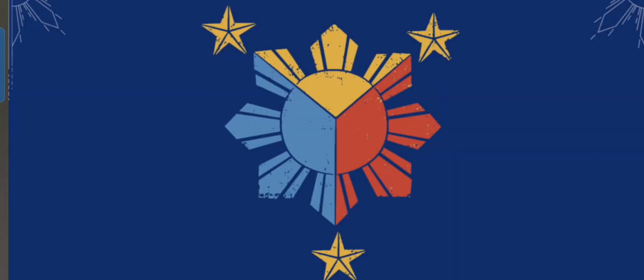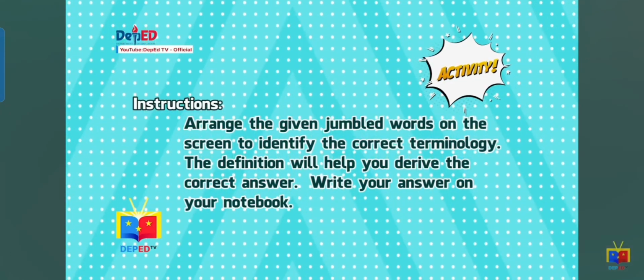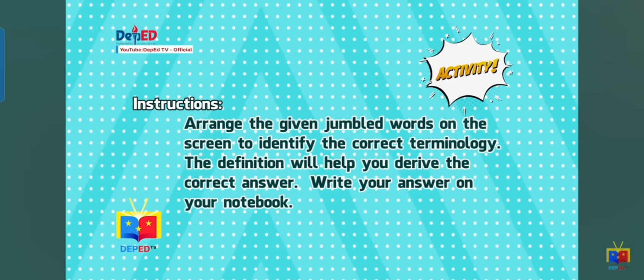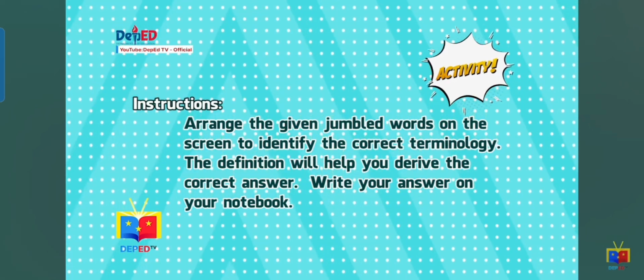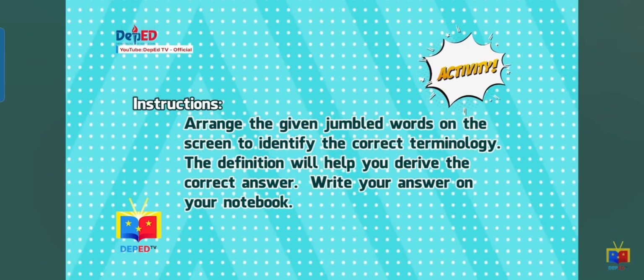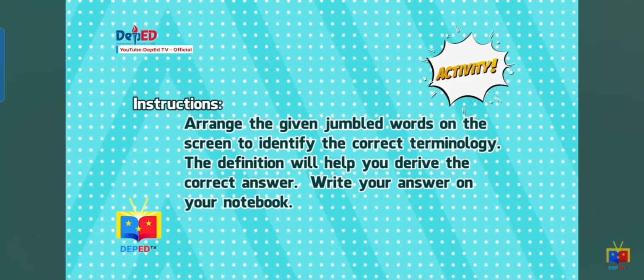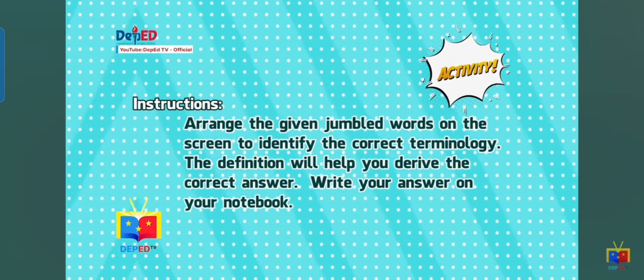Did you get all that? Let us check again how well you listened to the explanation. Get your pen and your notebook and let us do a short activity. Instructions. Arrange the given jumbled words on the screen to identify the correct terminology. The definition will help you derive the correct answer. Write your answer in your notebook.